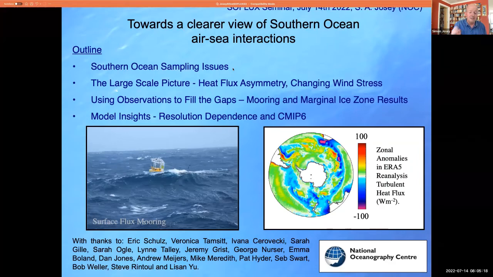So I'll start by talking a little bit about sampling issues, which we have to remember all the time in the Southern Ocean. I then want to talk a bit about what I call a heat flux asymmetry in the Southern Ocean, and it was something which really became more apparent to me following some work of Veronica Tamsit a few years ago, so I will give her the credit. But I think it's potentially a useful constraint on flux data sets and coupled models, and one which we haven't used so far. So that will be one theme of my talk.